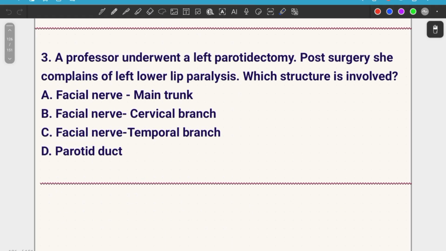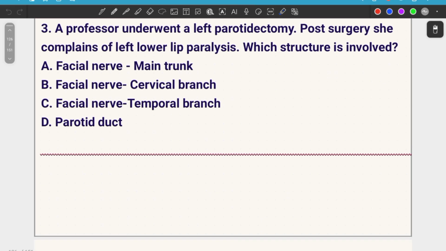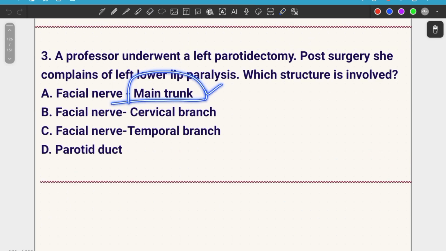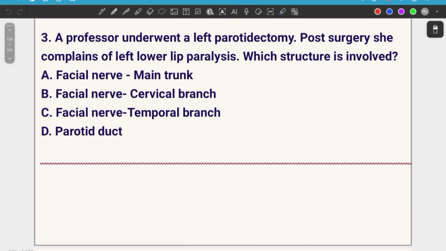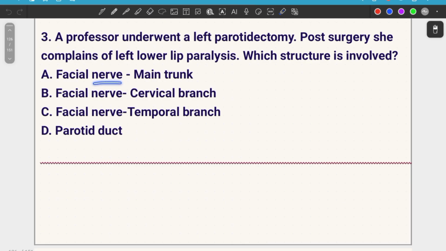No, parotid duct injury will not cause paralysis of the lower lip. Okay, so it should be either of A, B, C. Injury to the main trunk would mean everything should be paralyzed, not only left lower lip paralysis. So this is also ruled out because no other symptoms have been given. They have given only one symptom, that is left lower lip paralysis. Whereas facial nerve, cervical branch, yes, might be.